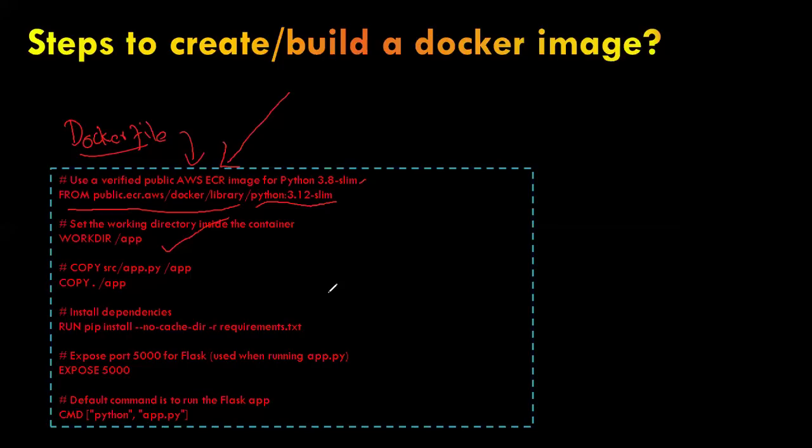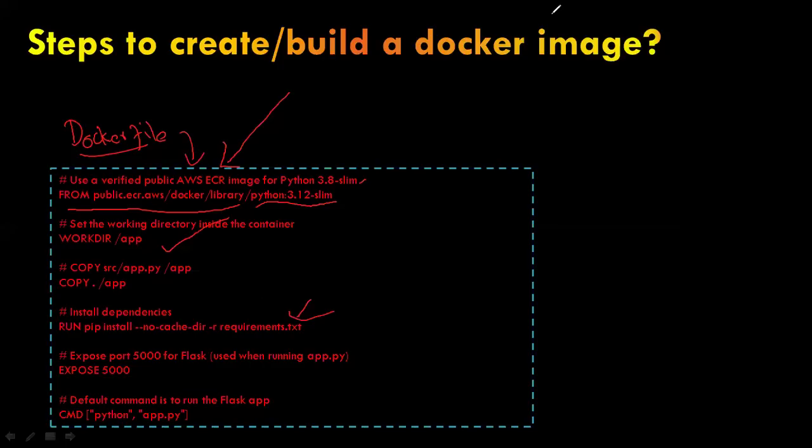Why do we need to do this? Because a container starts as a blank slate, so we need to put our code inside it. Remember that. The next one is installing the dependencies. This is like, hey, install the Python libraries listed in requirements.txt inside my container.